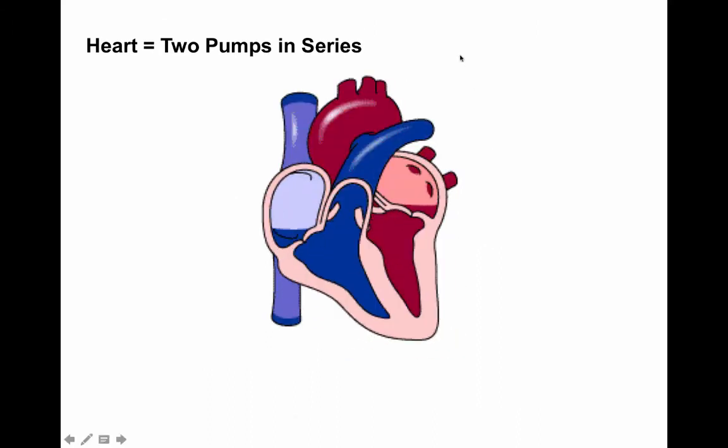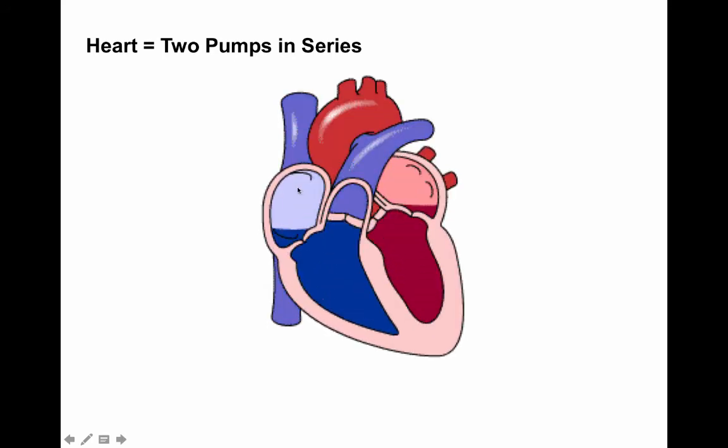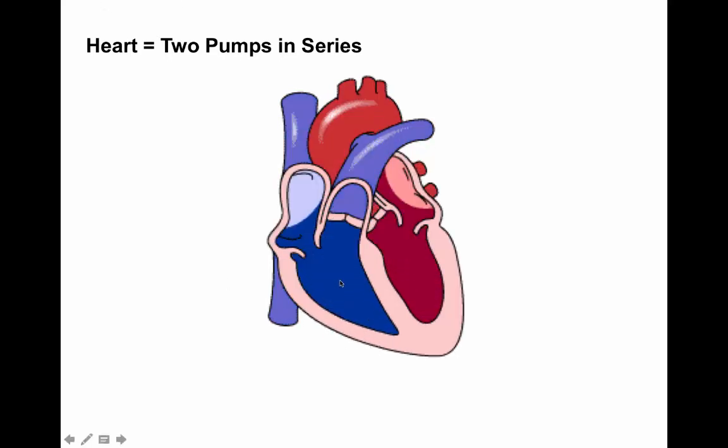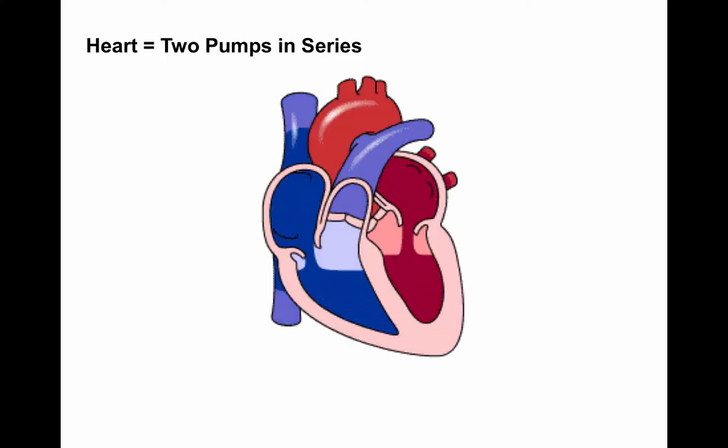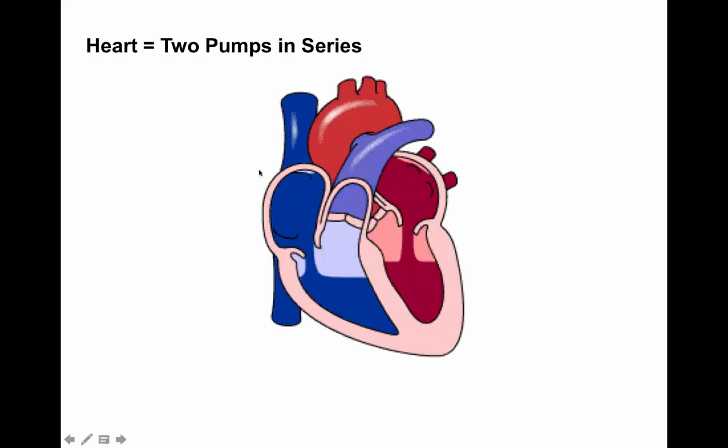Here then, watching just the atria: systole, diastole, systole, diastole. Watching the ventricles: systole, diastole, systole. Watching this will help you tie some of that together, with the relaxation phase being diastole and the squeeze phase being systole.